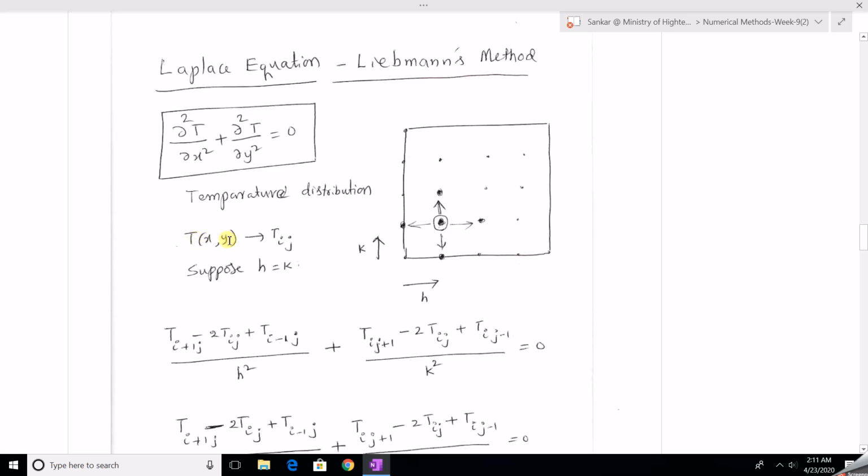For t of x, y, we use the previous notation. T of x, y is denoted by t of i j. T suffix i j is the temperature value at the point x, y. So the point x, y is somewhere here. It is called the grid. If you look, this point is 0 0, this point is 1 0, this point is 2 0, this point is 3 0, this point is 4 0.